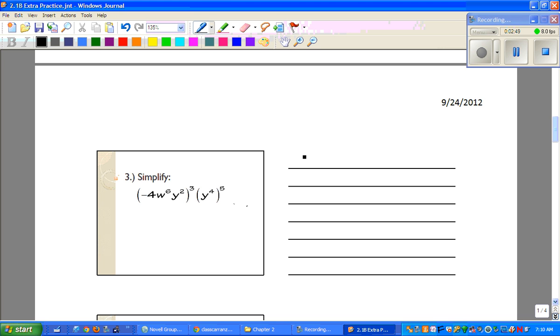All right, number 3. Negative 4 w to the 6th y squared all to the 3rd power, times w to the 4th to the 5th. So we're going to distribute that guy, and you get negative 4 cubed w to the 18th y to the 6th times, and don't forget to distribute right there, w to the 20th.